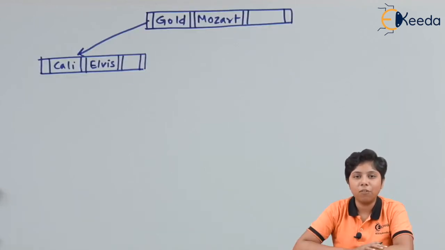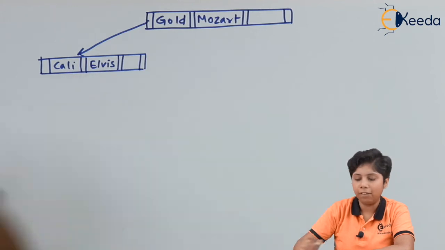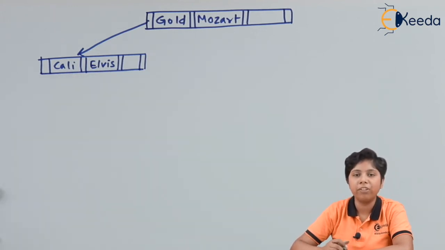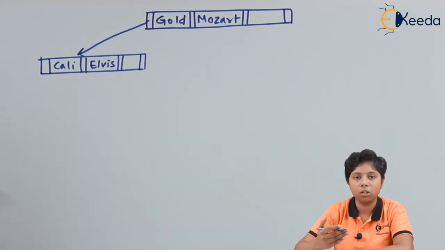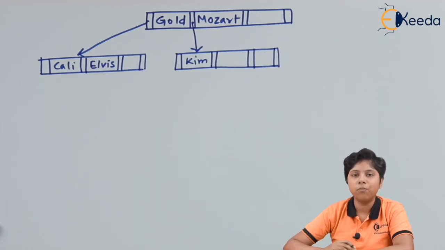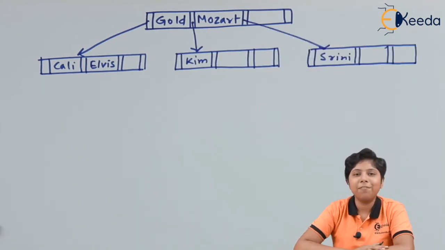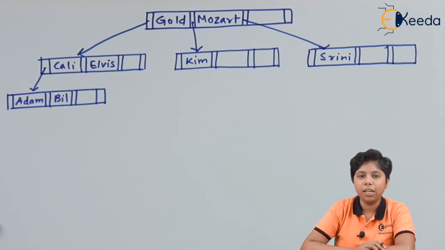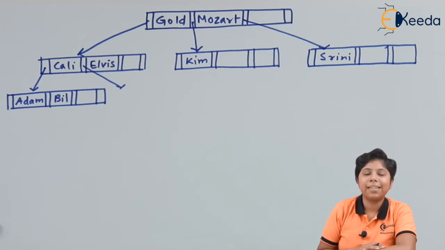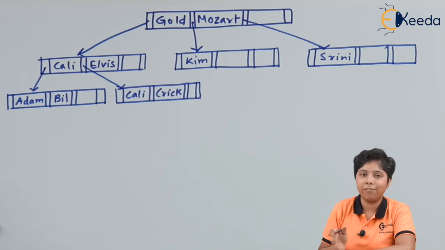So now on the left side of gold, we are having Kelly and Elvis. And on the right side of the gold, we will have Kim, because in the internal nodes, we do not need to repeat the values until we reach the leaf nodes. And on the right side of the Mozart, we will have, as usual, Srini. Now on the left side of Kelly, we will have Adams and Bill. On the right side of Kelly, we will have Emily and Elvis. But it is at the leaf node, so we need to include Kelly also. Now on the right side of Elvis, we will have Elvis and Emily.